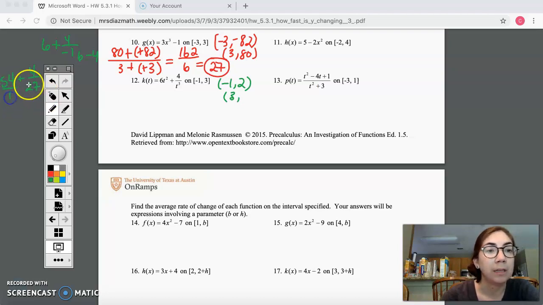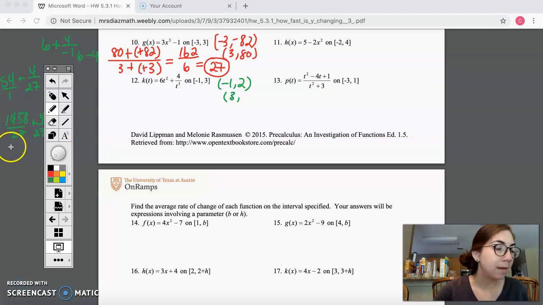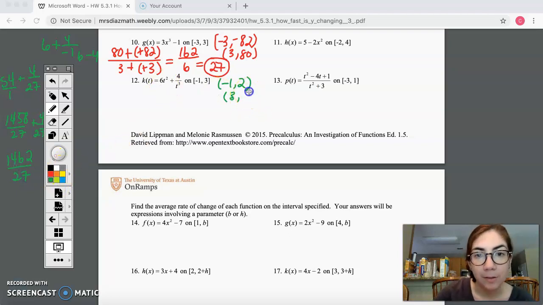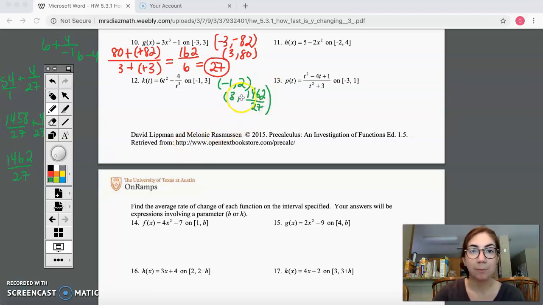Plus 4 over 3 cubed is 27. It's not really pretty. We're going to have to get a common denominator, so we're going to multiply these by 27. 54 times 27 is 1458 over 27 plus 4 over 27. And that is 1462 over 27. I don't think this simplifies. No. So it's 1462 over 27. Ugh, not pretty.